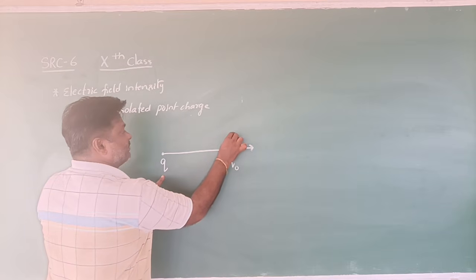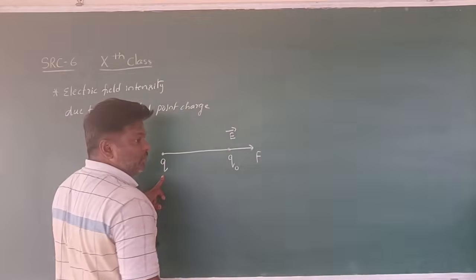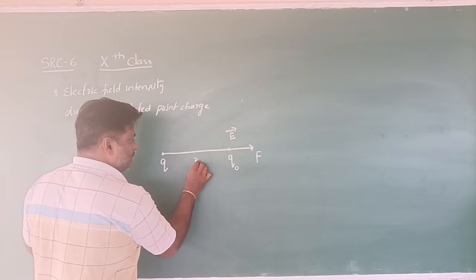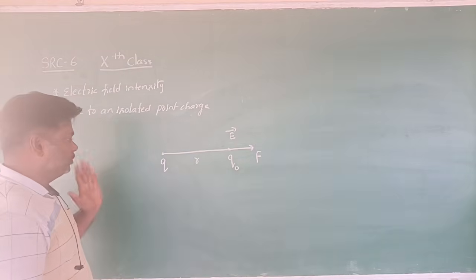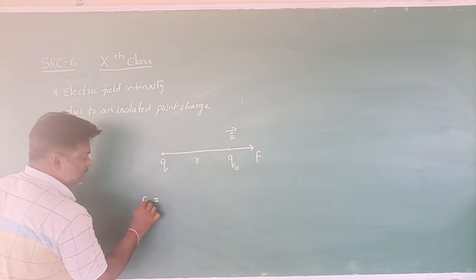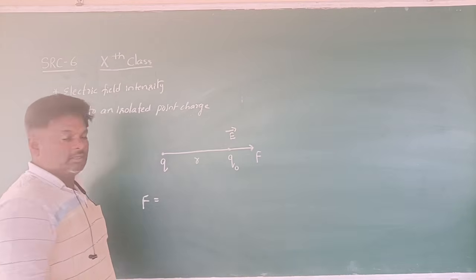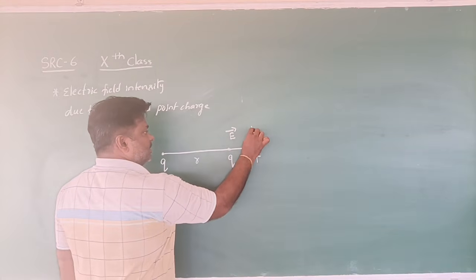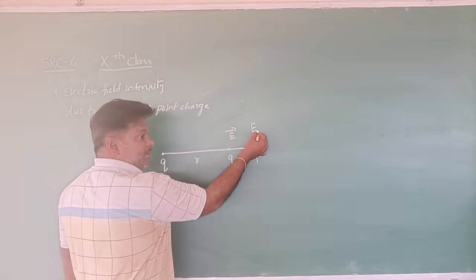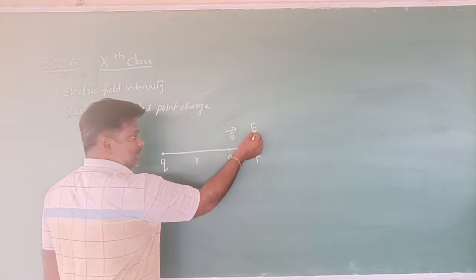So the direction of electric field intensity is along the direction of the repulsive force. What is the distance between these two? r is the distance between these two. Then I will write the formula for this. We are going to derive the expression for E. Capital E is the electric field intensity; this is the vector form and this is the magnitude.